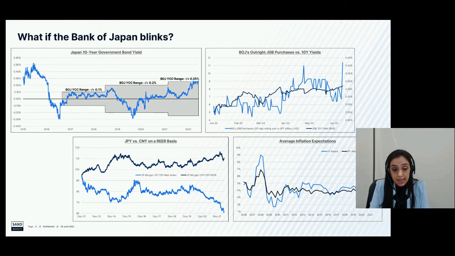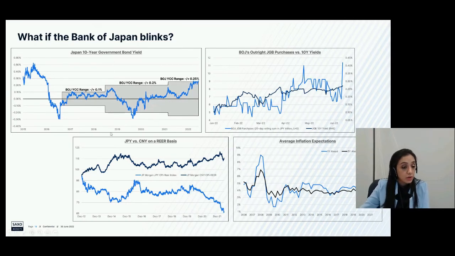So if the BOJ does capitulate, we won't just see a big sell-off in JGBs or a stronger yen, but of course, lots and lots of volatility. The moves will likely reverberate through the entire financial system because all of these carry trades will likely be reversed. When people start to get higher yields in Japan, they would want to just invest there, right?